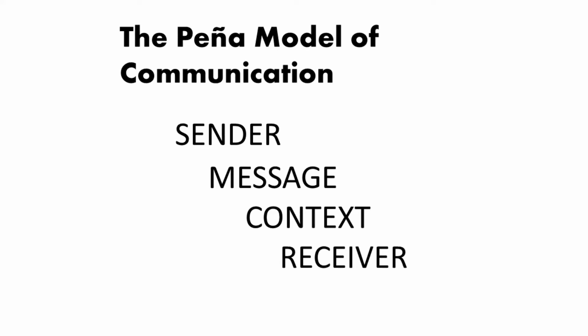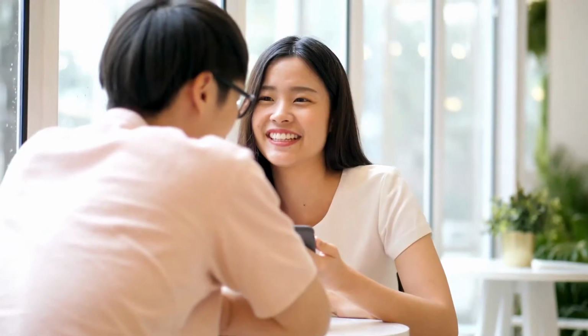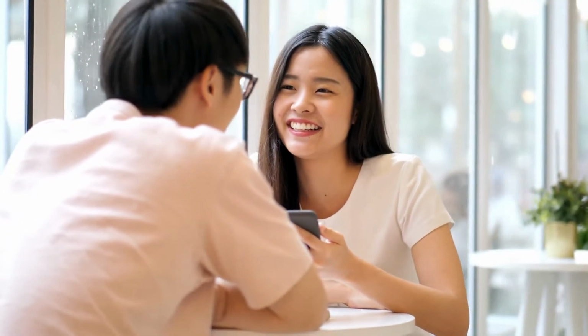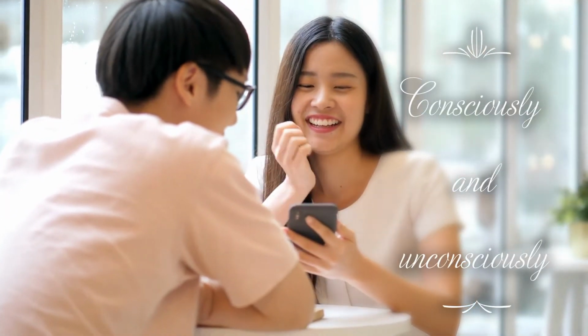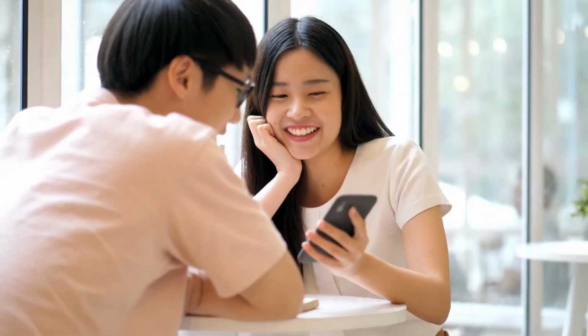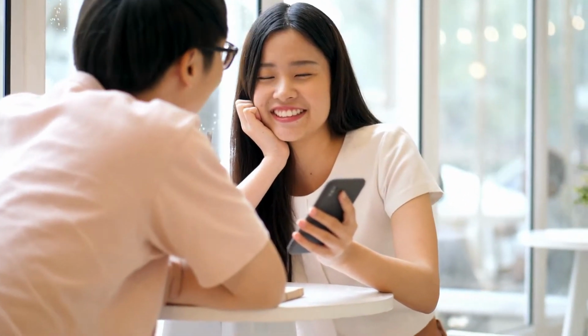This model is most applicable in face-to-face communication, or where the receiver can see the sender. The sender sends messages in two major ways, consciously and unconsciously. When the sender consciously sends a message, he or she is aware about the message he or she is sending. However, a sender can also send a message without being aware of it, that is, unconsciously.